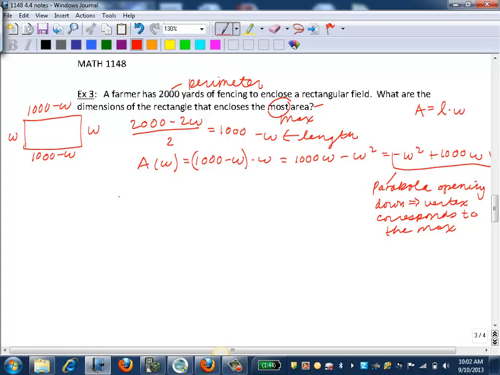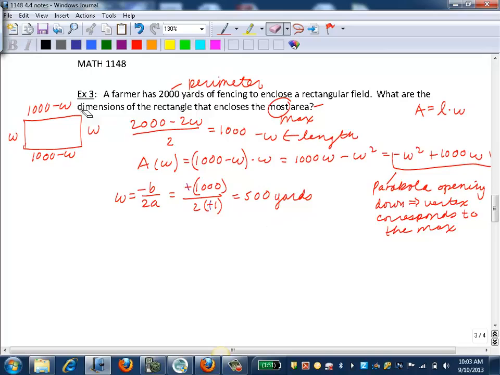So we can first find our W value. That's going to be negative B over 2A. In this case, our B is 1,000, so we want the opposite of 1,000 over 2 times A, which is negative 1. So here's mental math: negative divided by negative is positive, and 1,000 divided by 2 will give us 500. So that's our width, and in this problem, width is given in yards. So if the width is 500 yards, that's going to enclose the maximum, the most area.